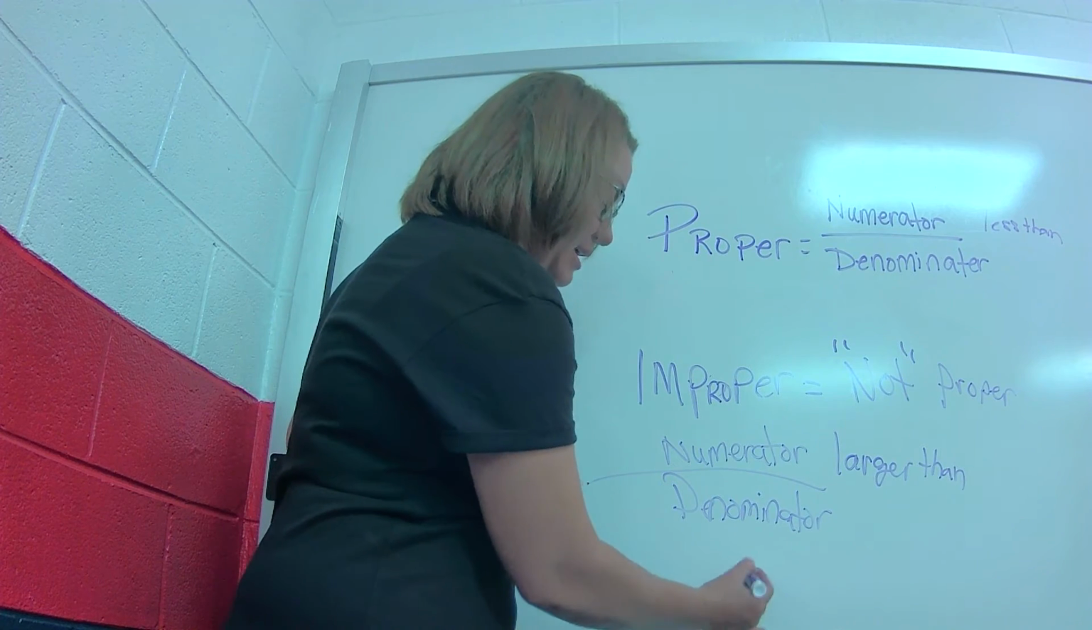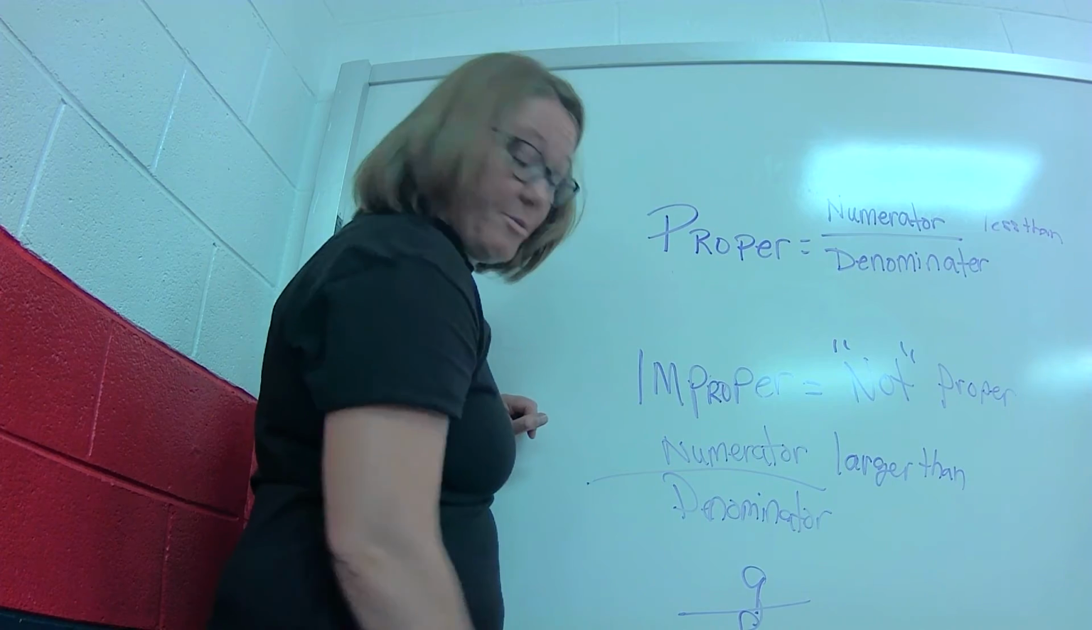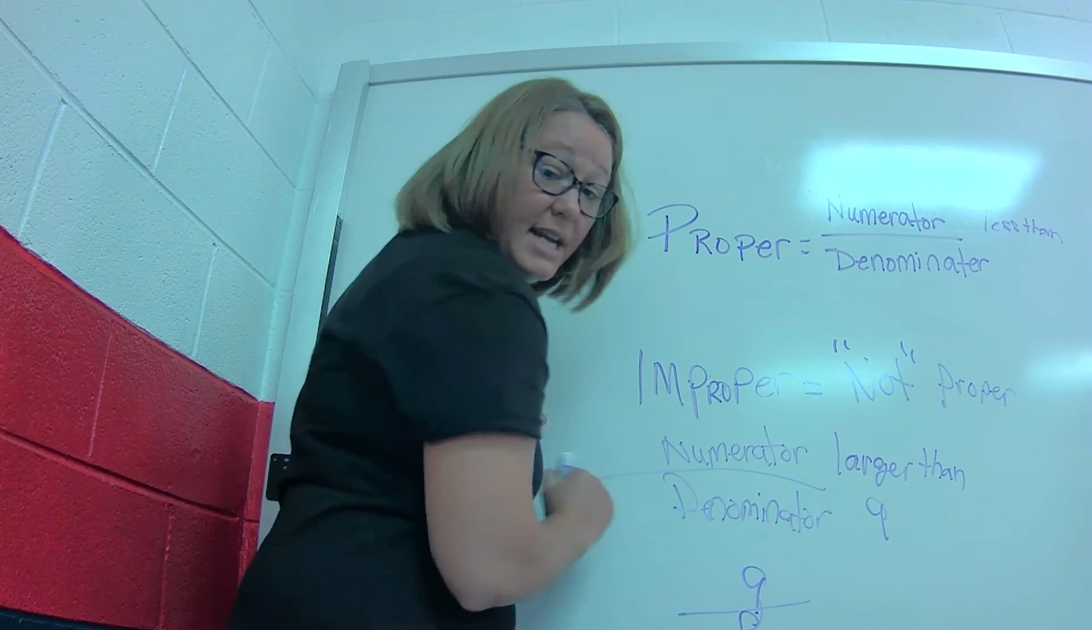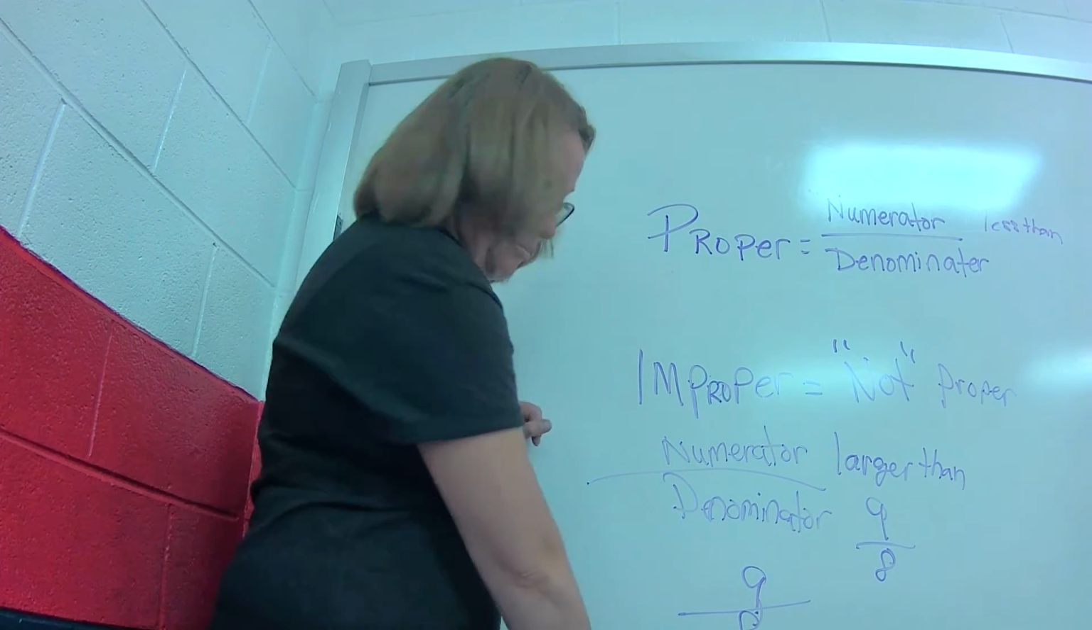So what if I want 9 pieces of pizza, but I only have 8 available pieces? Let me write that up a little bit. I want 9 pieces of pizza, but I only have 8 available. That's an improper fraction.